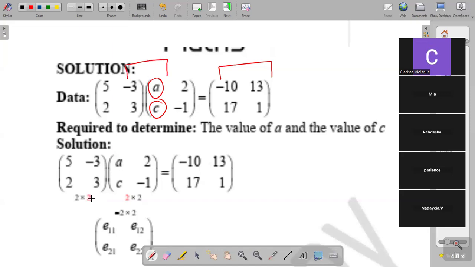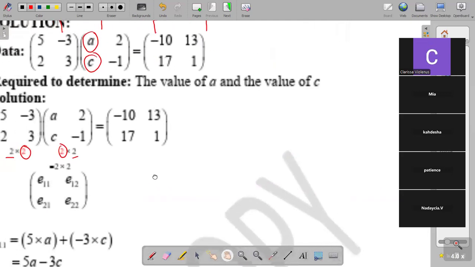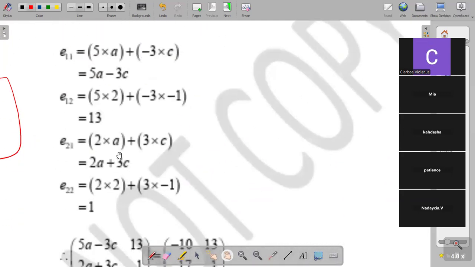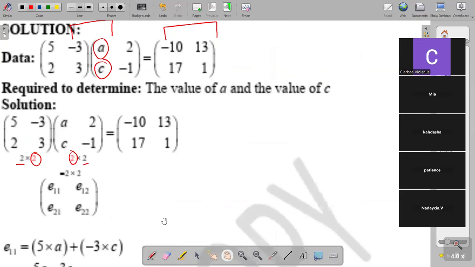Can I multiply these two? Yes, because the middle two numbers match. What type of answer am I going to get? I'm going to get 2 by 2. So I'm going to do this my way because I don't like how they did this here, right?